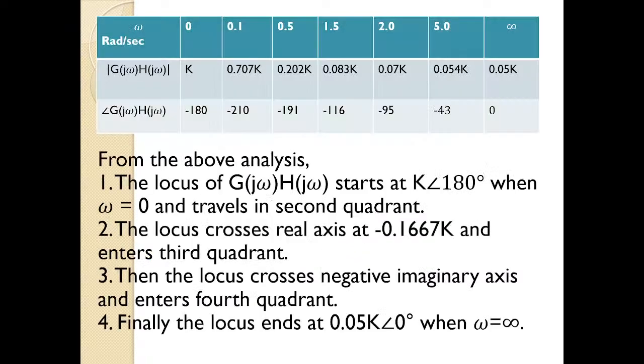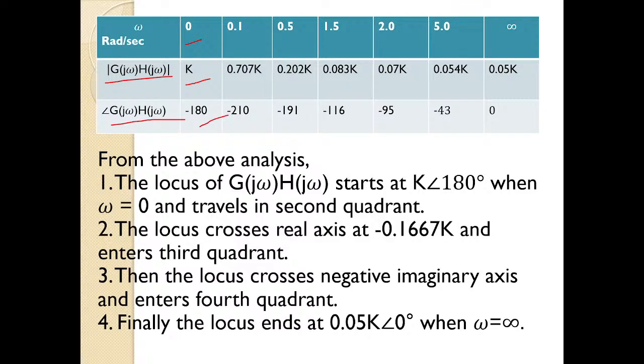Okay then, let us analyze this part, that is the C1 part. Let us do what we used to do for the polar plot. Let us draw a table. For different omega values, let us see how the magnitude and phase angle of the given transfer function vary. When omega equal to 0, as we just found, the magnitude is K and the phase angle is minus 180 degrees.